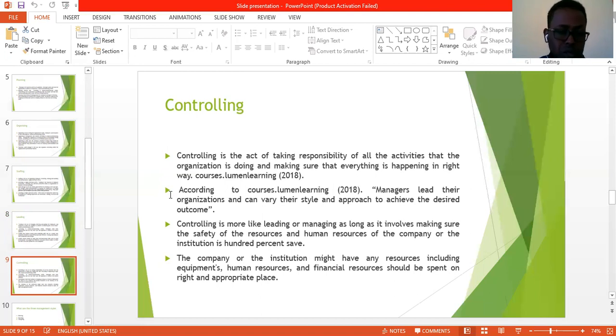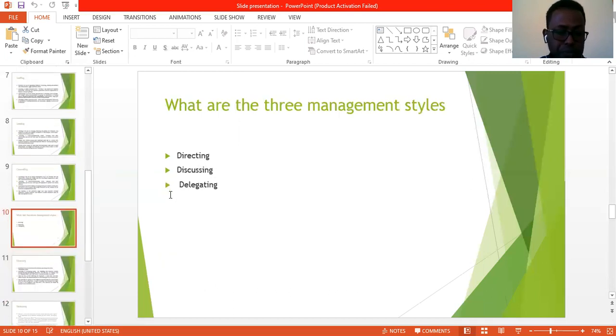So controlling is more like managing, as long as it involves making sure the safety of the resources and human resources of the company or the institution is 100% safe. The company or institution might have many resources, including equipment, human resources, and financial resources, and they should be spent in the right and appropriate place.